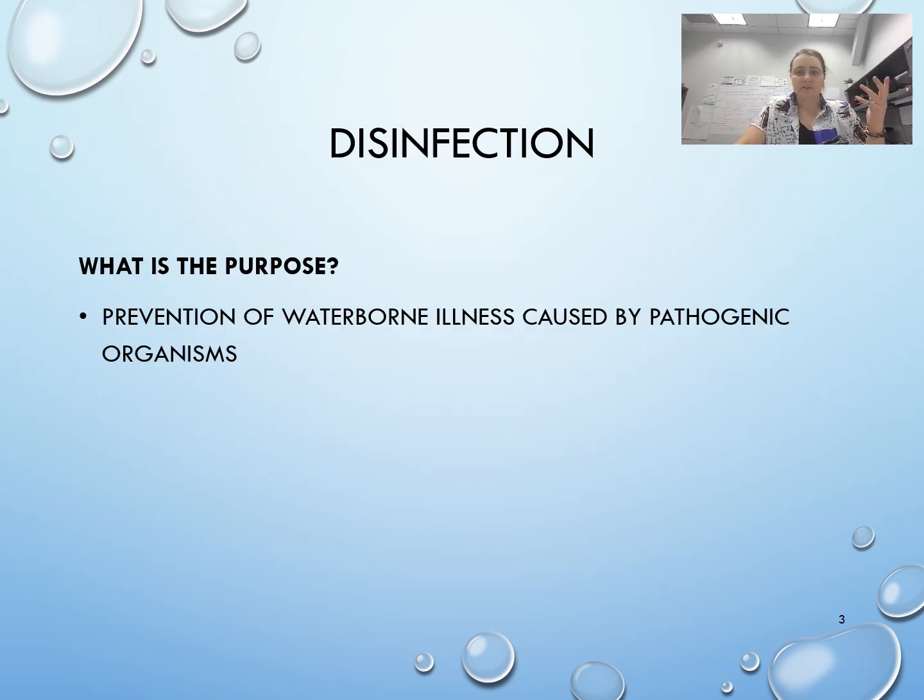The purpose of disinfection is very straightforward. It's to prevent waterborne illness caused by pathogenic organisms. We've gotten rid of all of the other stuff in water by the time we get to disinfection. At the end of the day, all of our regulations and guidelines are about human health and safety. So disinfection is the key barrier in pretty much any drinking water system. You're going to need disinfection unless your source is very, very clean. It's normally the last step before the water goes out to the distribution system.